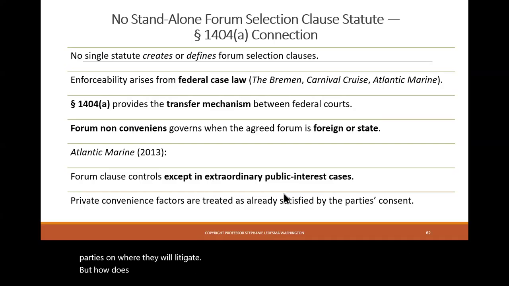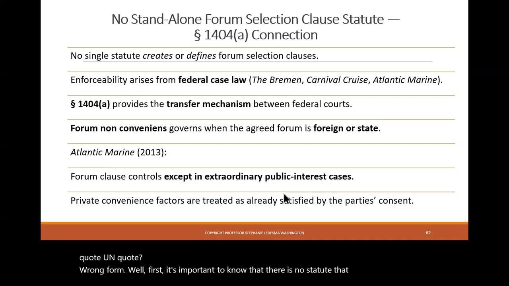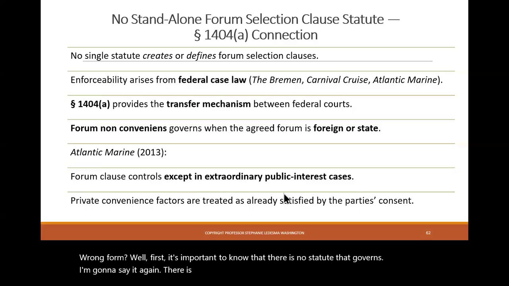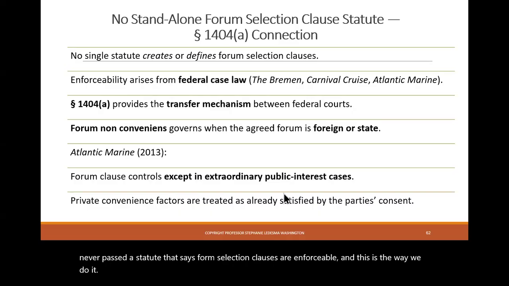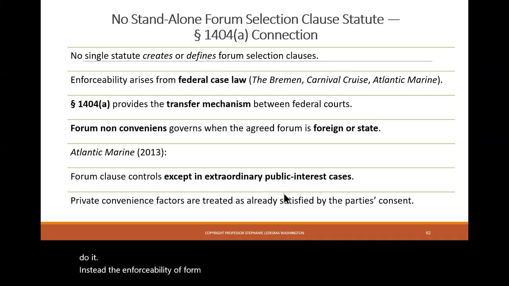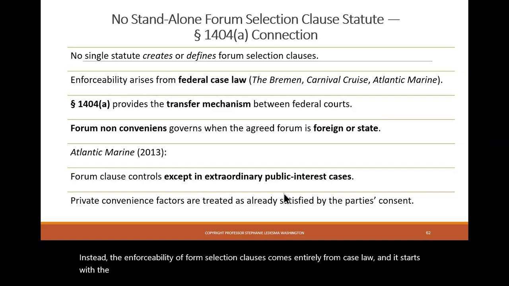But how does the court actually enforce the forum selection clause once a case is filed in the quote unquote wrong forum? Well, first, it's important to know that there is no statute that governs, I'm going to say it again, there is no statute that governs forum selection clauses. Congress never passed a statute that says forum selection clauses are enforceable and this is the way we do it. Instead, the enforceability of forum selection clauses comes entirely from case law, and it starts with the Bremen v. Zapata Offshore Company case, right? That's where it starts.